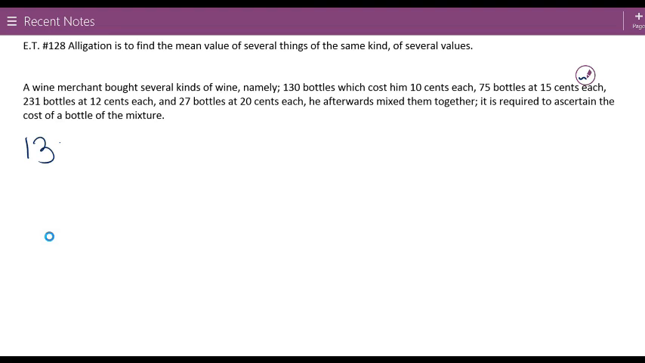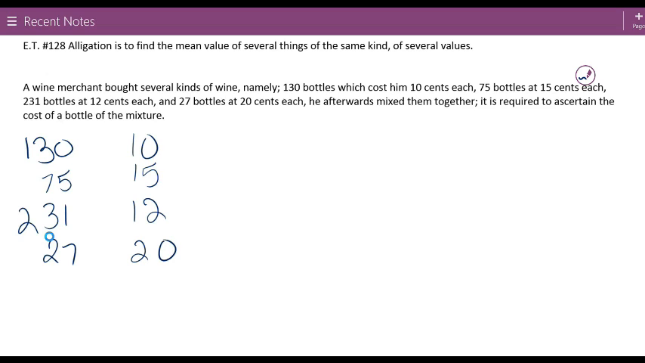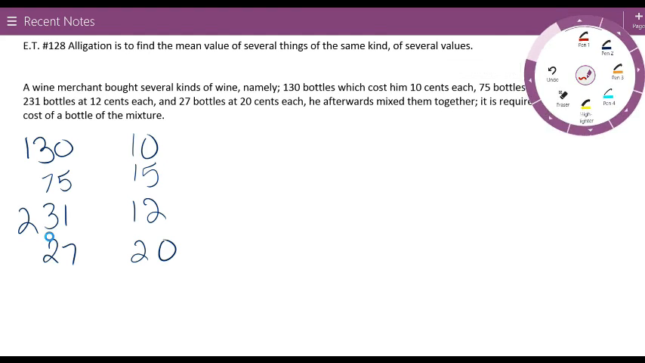So we have 130 at 10 cents, 75 bottles at 15 cents, 231 bottles at 12 cents, 27 bottles at 20 cents. Okay, so now at this point, you can do it one of two ways. Either you can add up all your bottles, add up all your values, and multiply, or you can multiply at each level for each type of wine. And I think that's what I'm going to do.